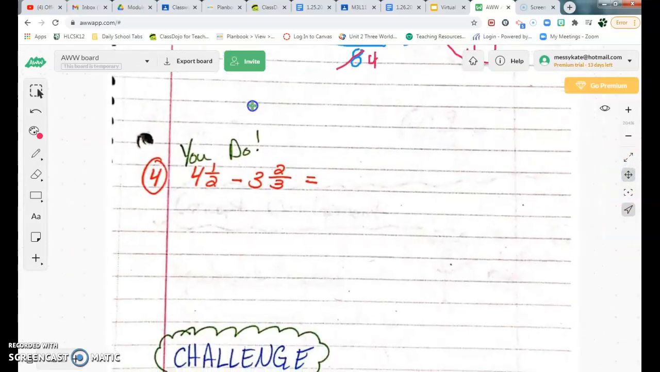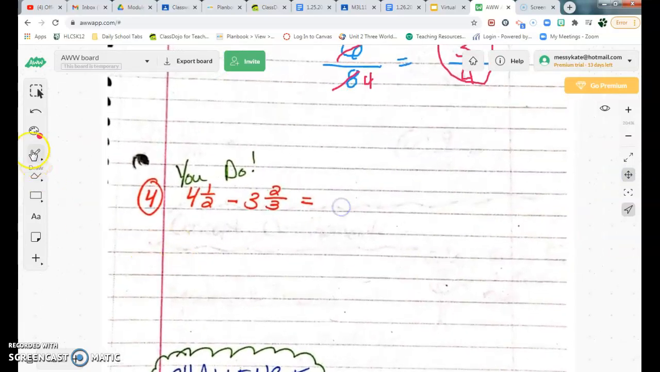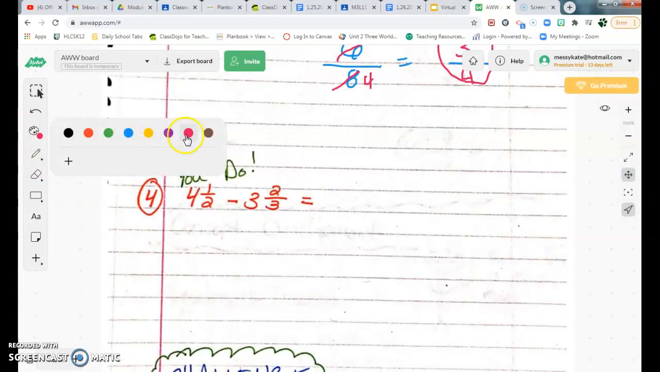All right, down for the you do. Okay, I'm going to do this one with you because I am working remotely and it's kind of hard to do this on your own. Working on converting these to improper fractions.